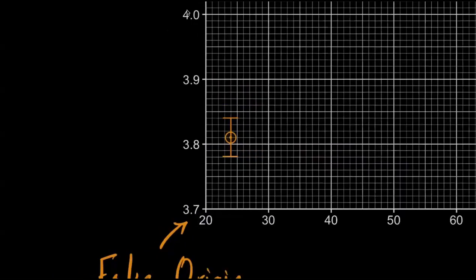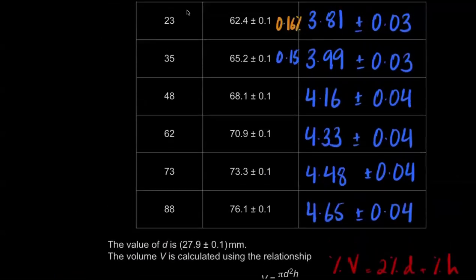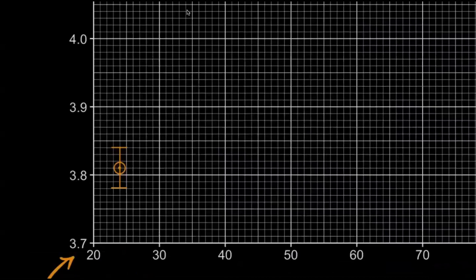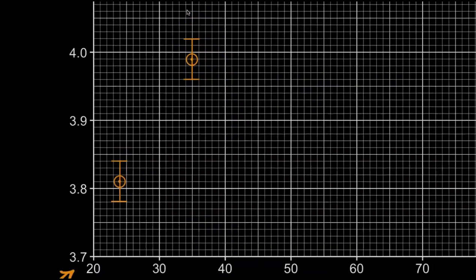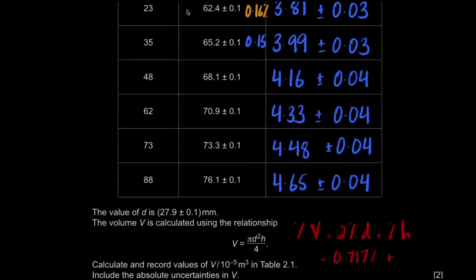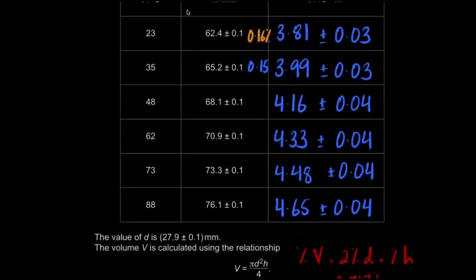So my new point then is 35 and 3.99. So let's go here. And it also has the same error bar. So 35 and 3.99. I think about this. This would be right here, right? 35 and 3.99. And it has the same uncertainty, 0.03. So it has the same error bar shape. Now, in the next ones, the error bar shape is going to change.